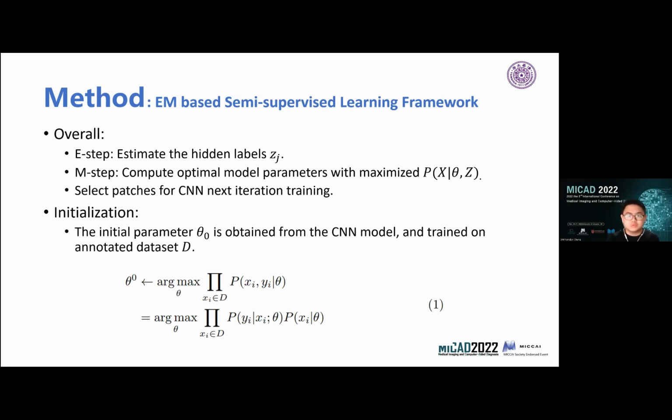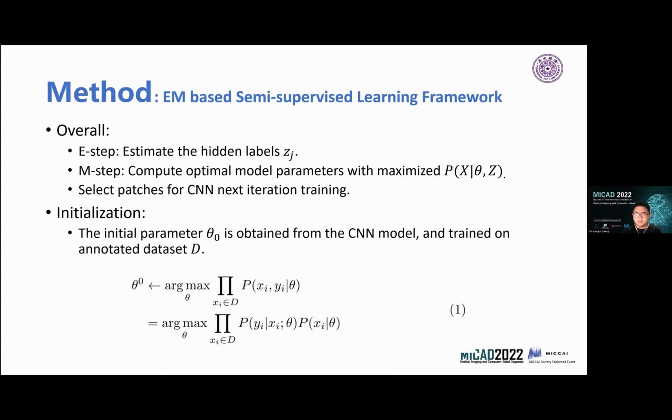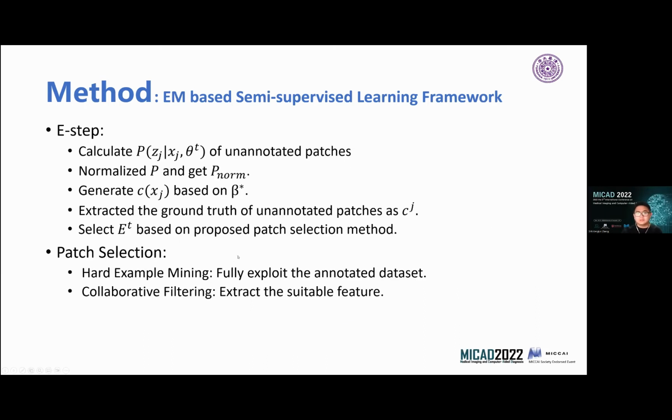And finally, we will use the result to select the pages for the CNN to do the next training iteration. In the initialization part, we assume that all the pages follow the IID distribution, and we use the annotated dataset D to calculate our initial parameter, using the argmax of the product of the probabilities as theta 0.